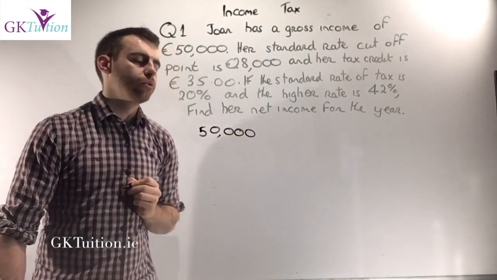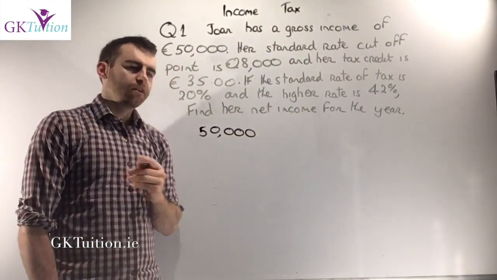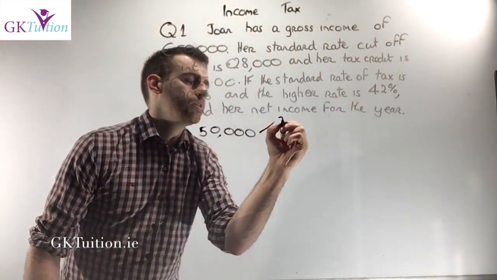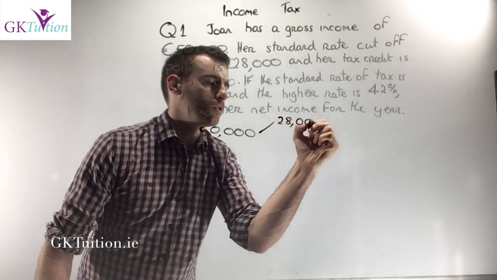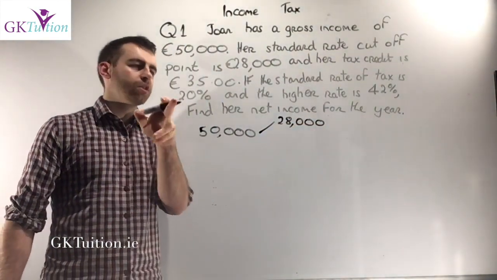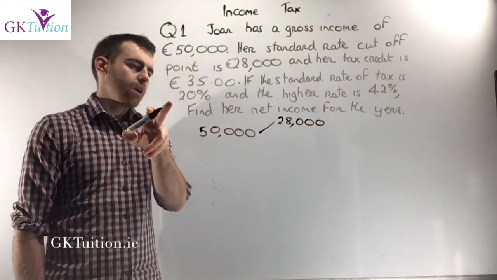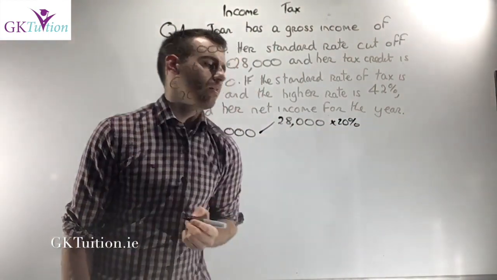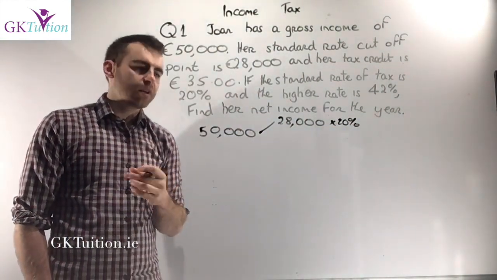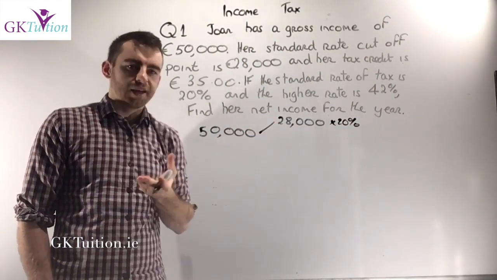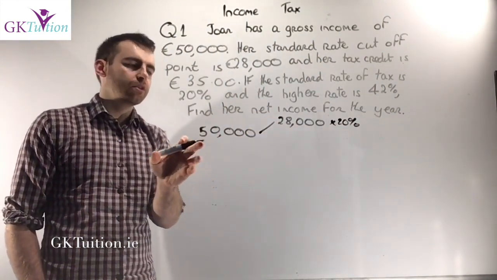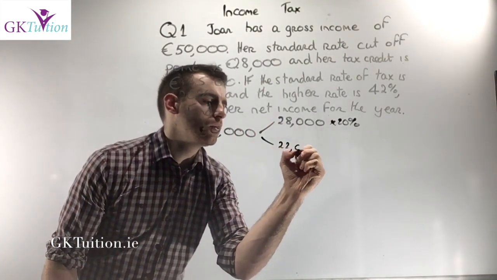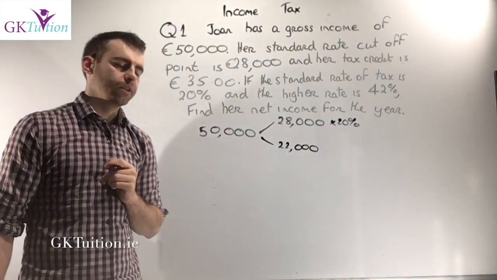Right, I know that Joan's gross salary is €50,000. And I know that she's going to pay two different rates of tax. Up until the standard rate cut-off point, on the first €28,000 that she earns, she's going to pay the lower rate of tax. So on the first €28,000 that she earns, she's going to pay 20% tax. Now I need to figure out how much more than 28,000 she is going to earn. So €50,000 minus €28,000 tells me that she earns €22,000 above the standard rate cut-off point.